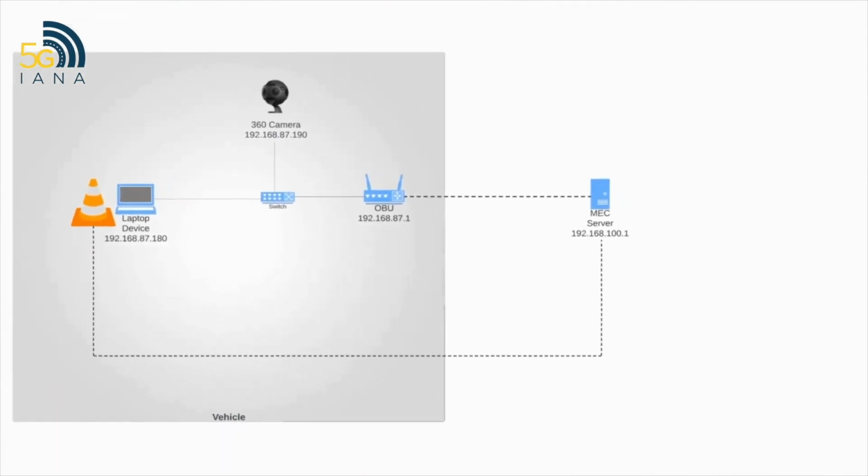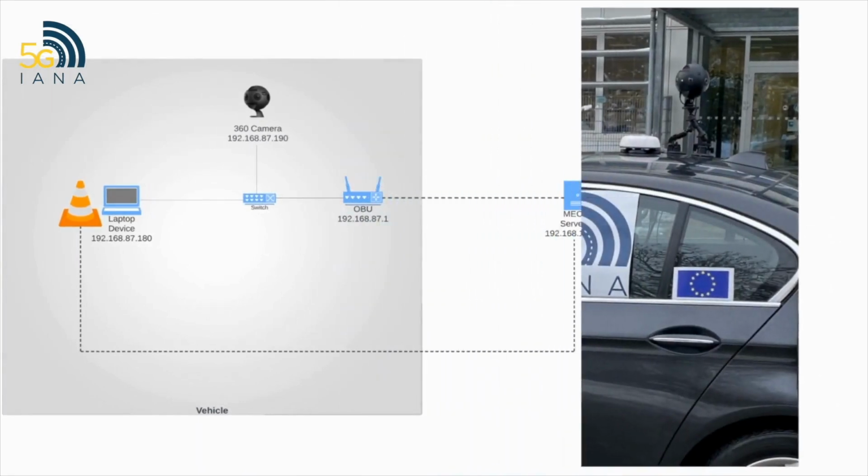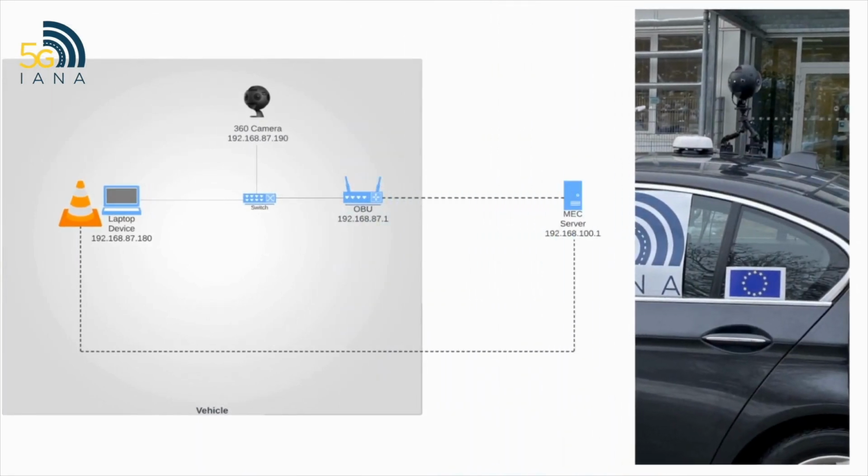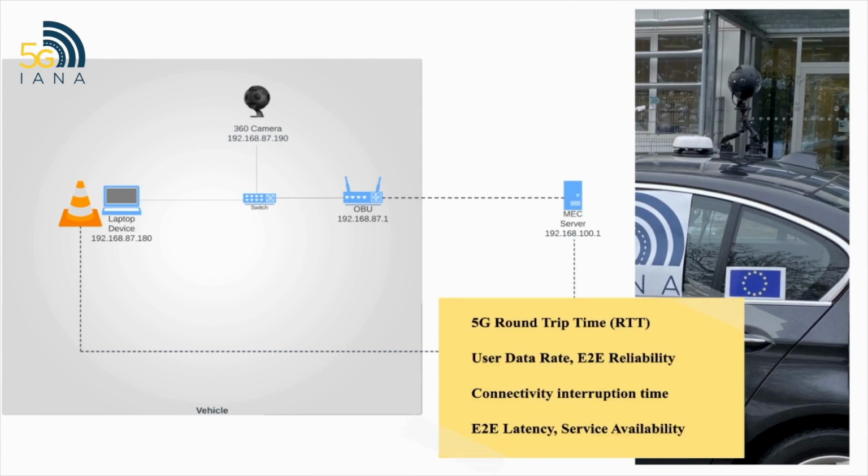The setup consists of a camera mounted on top of a car, the onboard unit and a laptop inside the vehicle, and the MEC server. During the demonstration, we will retrieve data on 5G round-trip time, user data rate, end-to-end reliability, connectivity interruption time, end-to-end latency, and service availability.